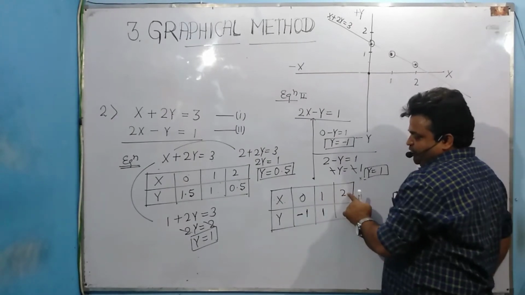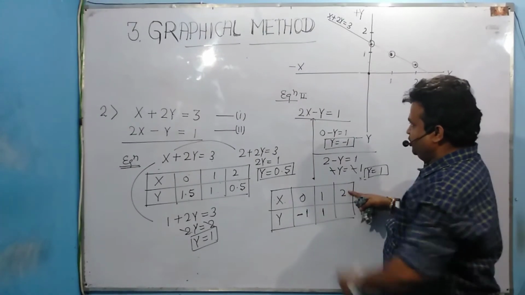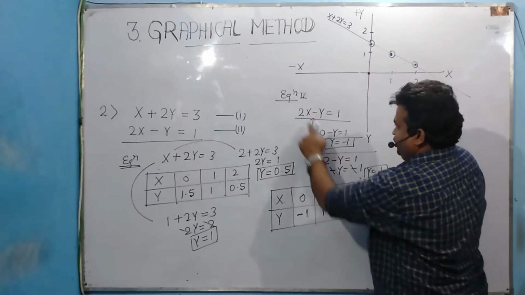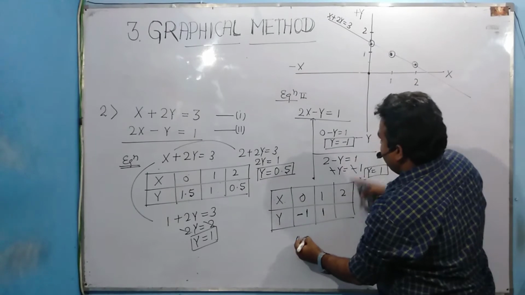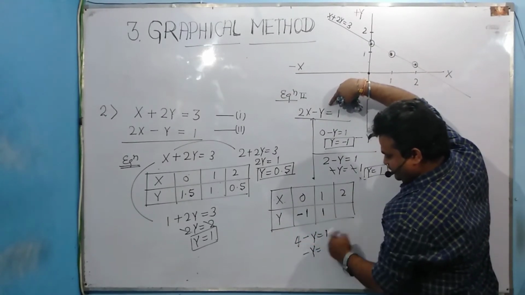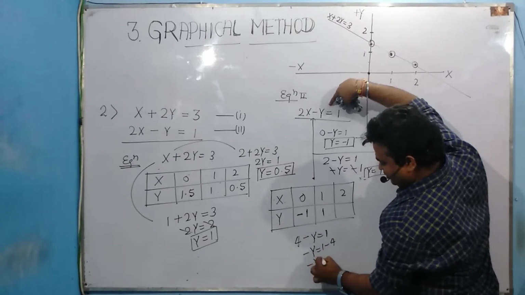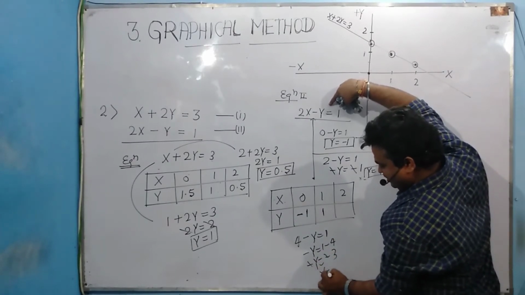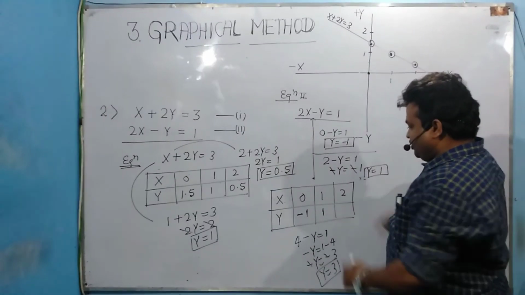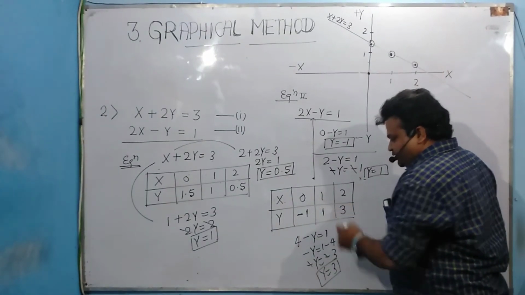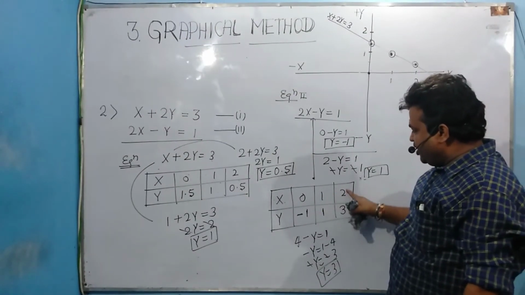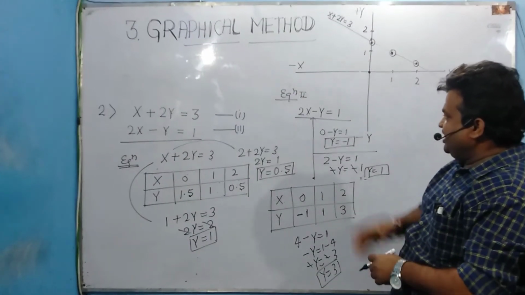Now what is the value of y when x equal to 2? Putting x equal to 2, you get 2 into 2, which is 4, minus y equal to 1. So minus y equal to 1 minus 4, minus y equal to minus 3, the minus signs cancel, y equal to 3. So when x equal to 2, my y value is 3.